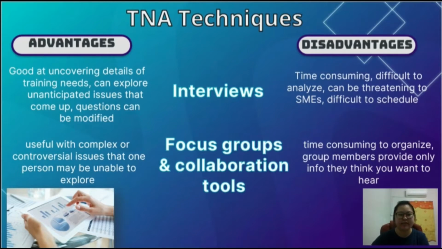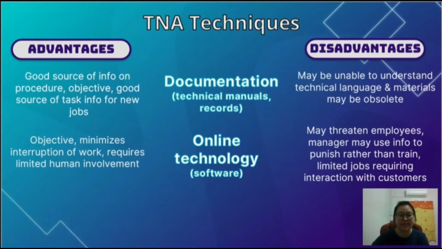The fourth one is focus group and collaboration tools. It is useful with complex or controversial issues that one person may be unable to explore. However, for the disadvantages, it is time-consuming to organize, and group members provide only information they think you want to hear. Next is documentation. It is a good source of information on product and objectives, and a good source of task information for a new job. However, it may be hard to understand technical language and material may be obsolete.